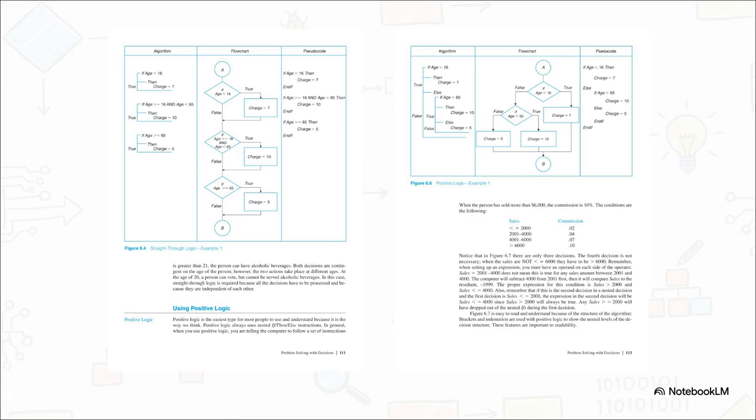Let's compare efficiency real quick. You've got the inefficient straight-through logic for calculating concert ticket prices based on age. Even if the person is under 16 and we already know their charge is $7, the program still wastes processing power checking if they're between 16 and 65 and if they're over 65. Contrast that with positive logic. Positive logic strategically stops processing other decisions the second it finds a true condition. If the person is under 16, boom, it sets the charge to $7 and immediately drops out of the entire block. It is so much faster.